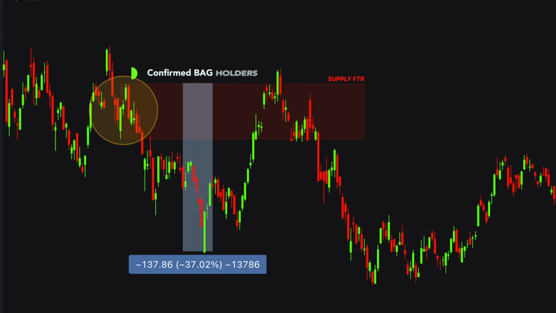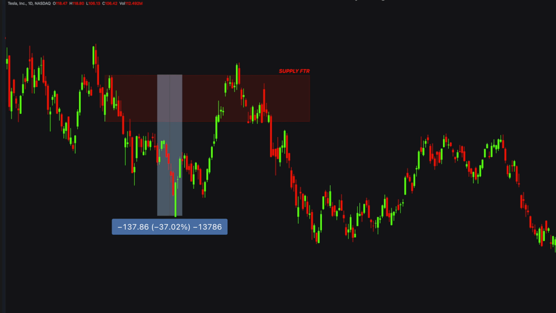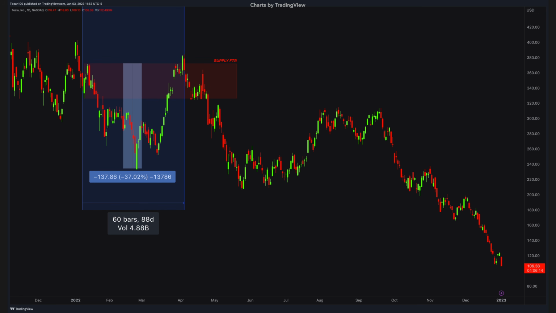These people now wait at negative 37%. If you look at the period, it is 88 days. Imagine you are waiting in a negative position for 88 days. Emotional damage. What will happen next? They will want to exit most of their positions at break-even.